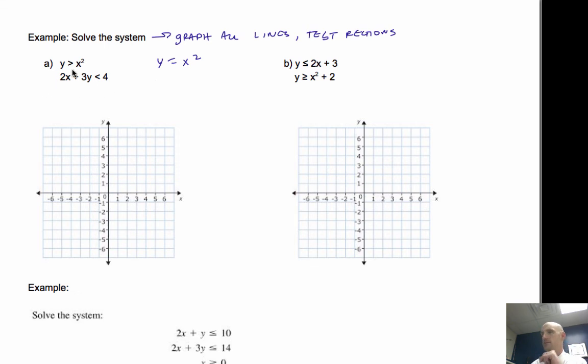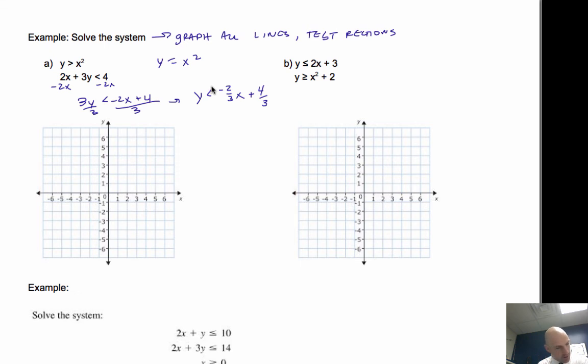So this one I have to do a little bit of fixing on. Subtract 2x, 3y less than... let me erase that. 3y less than negative 2x plus 4, over 3. So my boundary, my line, is going to be y equals, really y is less than, negative 2/3 x plus 4/3.